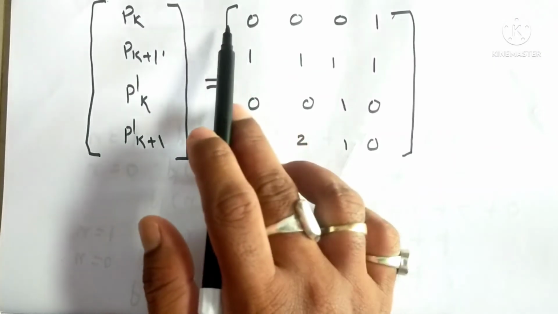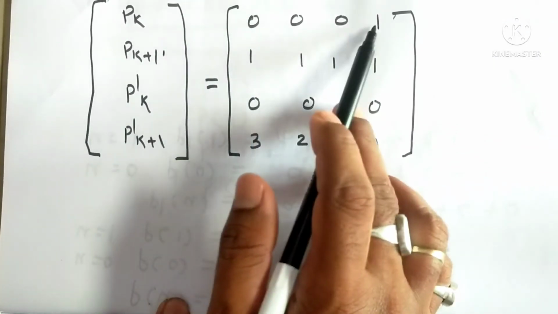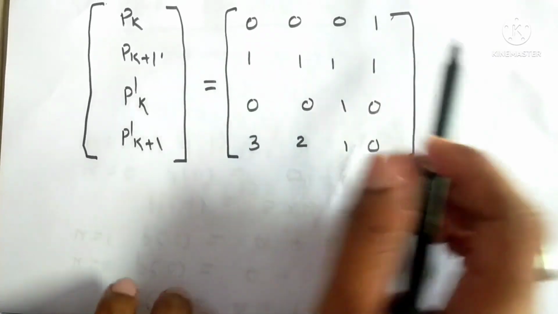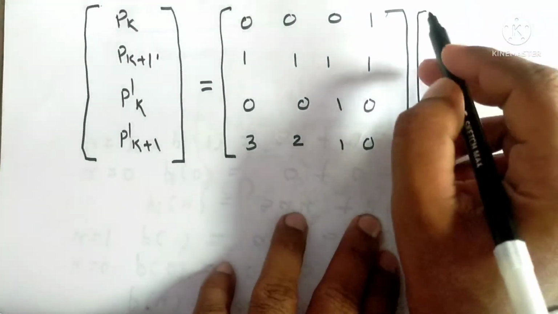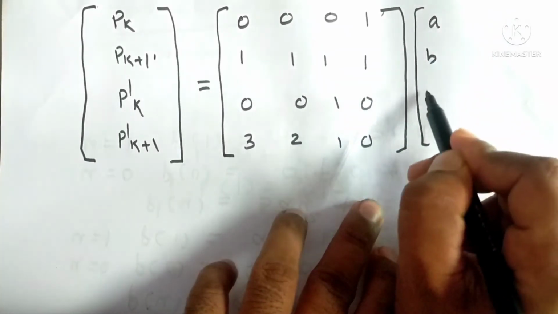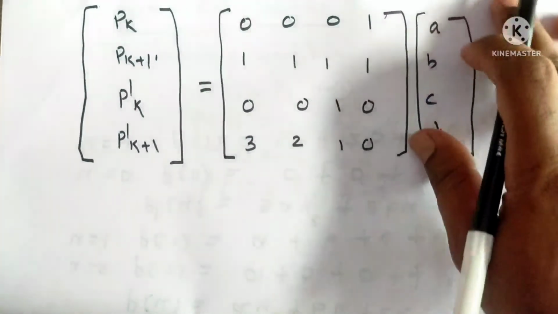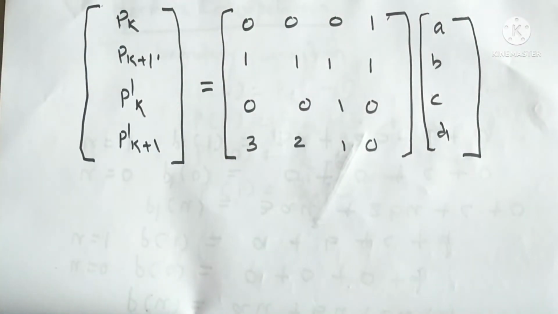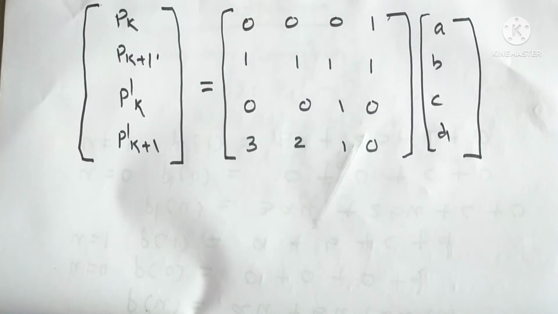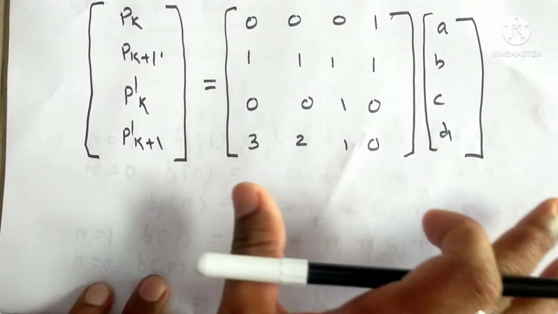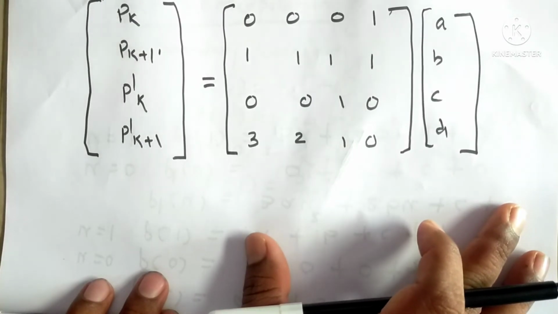And Pk value equals to your P of 0, and the coefficients I have written that 0, 0, 0, 1. Now it will be multiplied with your column matrix A, B, C, D. It will give you the value of Pk equals to P0, Pk plus 1 equals to P of 1, P dash K will be P dash 0, and the P dash K plus 1 is P dash 1. So this is the way we have represented the boundary condition in terms of matrix.